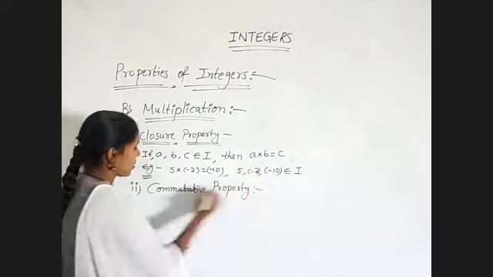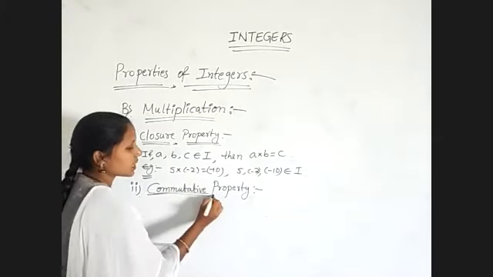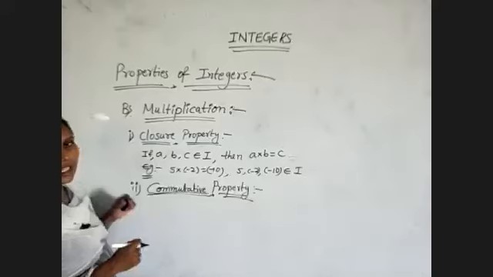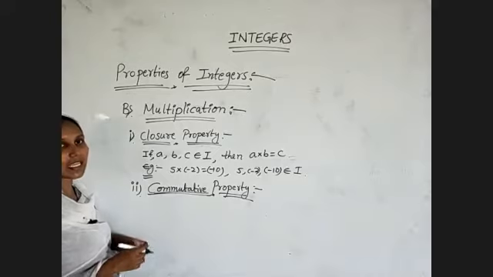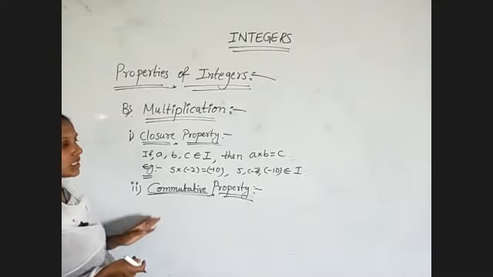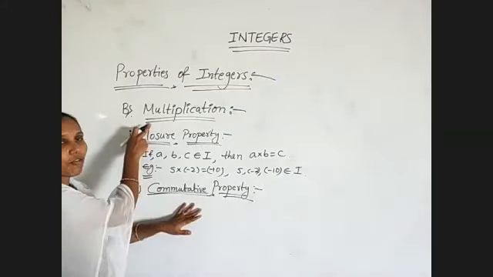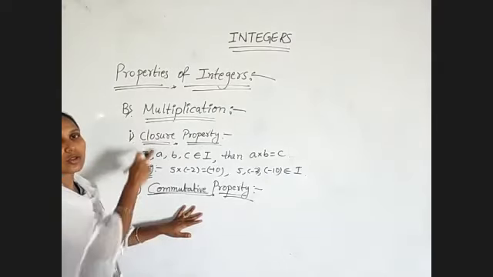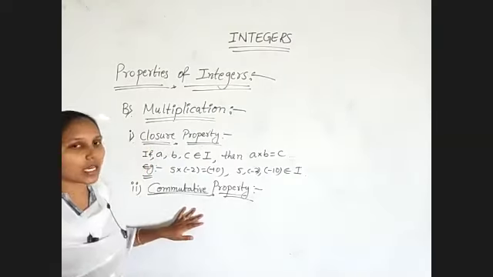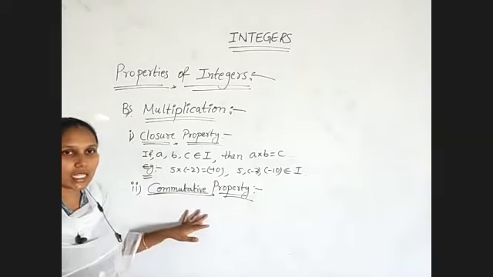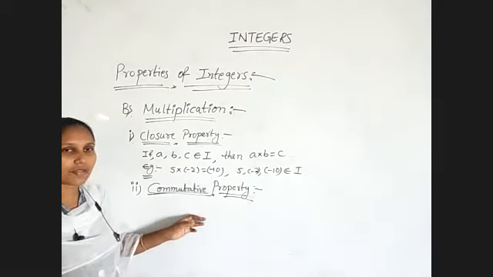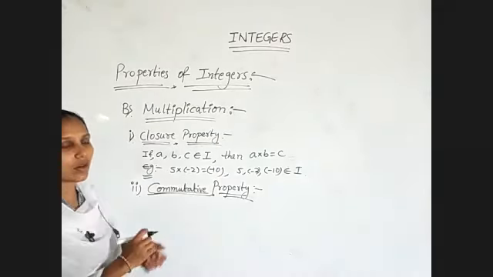So commutative property, how is it possible? Just observe. Commutative property states that by changing the order of any two integers, here performing multiplication only, if we are finding the product of two numbers by changing their order, the result will not be affected. Whether it is correct or not, we will see.